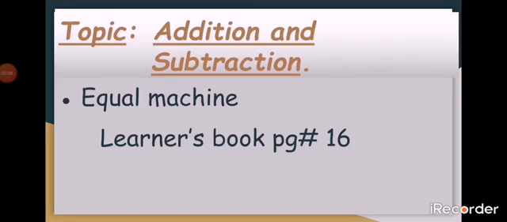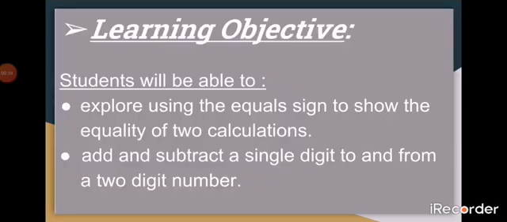The topic we are going to learn today is addition and subtraction, and the subtopic is equal machine. Learner's book, page number 16. First, our learning objective: explore using the equals sign to show the equality of two calculations. Add and subtract a single digit to and from a two-digit number.